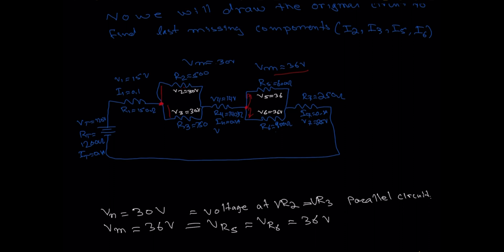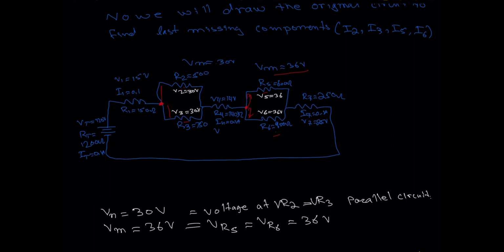And since we have R5 and V5, we can find the individual current for this resistor and also that and that. But I7 should still be 0.1 amp, and I4 should still be 1.1 amp, and I1 is still 0.1 amp because that was still a series circuit.